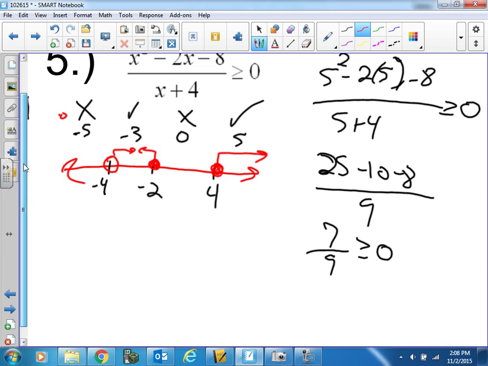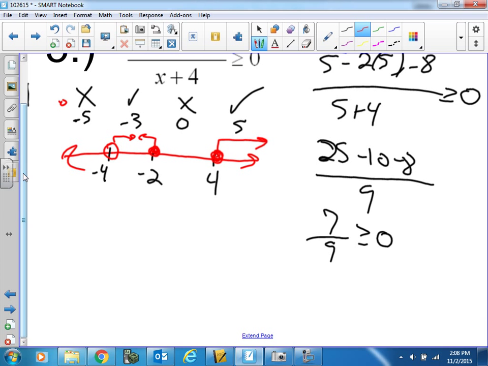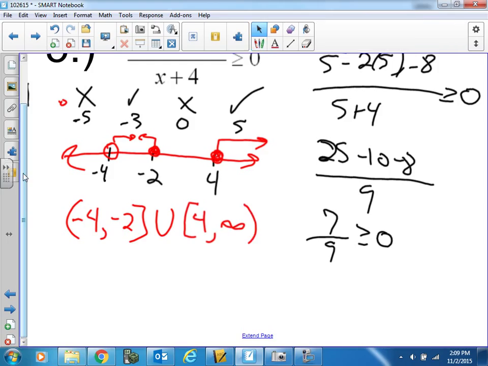So let's write that interval notation. That's going to be negative 4, negative 2, union 4 to infinity. There we go. If you have any questions on that, just let me know.